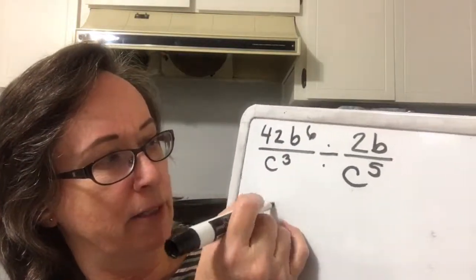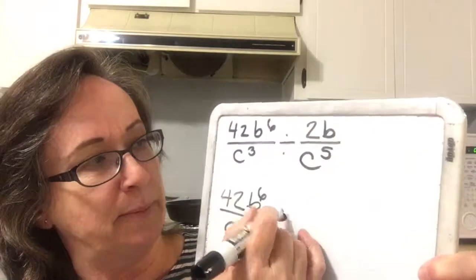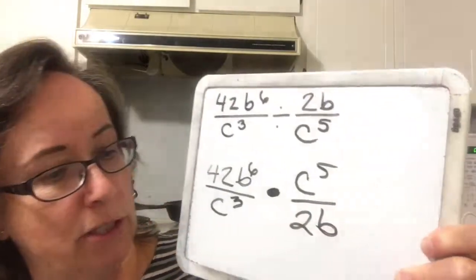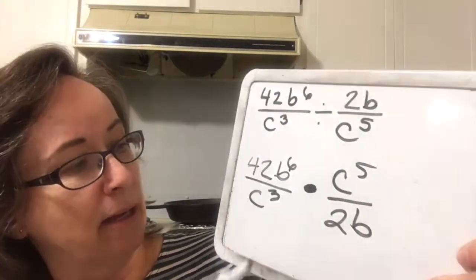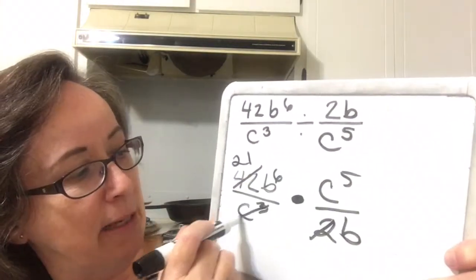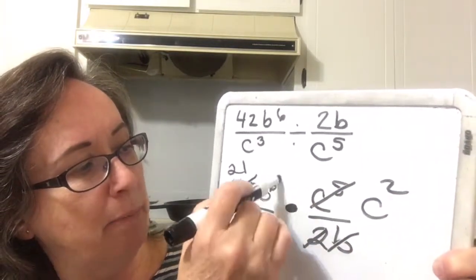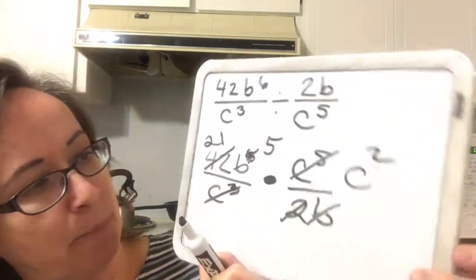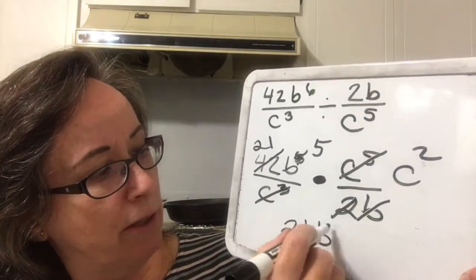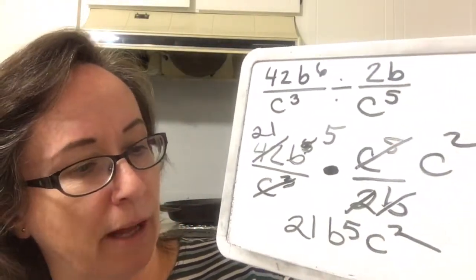So we're going to have 42b to the 6th over c cubed times, we're going to flip c to the 5 over 2b, and we're going to multiply. When we do that, my 42 and my 2 will cancel with a 21. My c to the 3rd and c to the 5th will cancel with a c squared. And my b to the 6th will cancel, leaving a b to the 5th upstairs. And I wind up with 21 b to the 5th c squared with nothing left on the bottom.